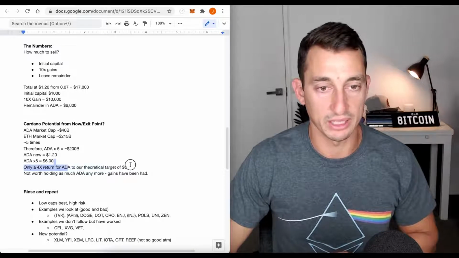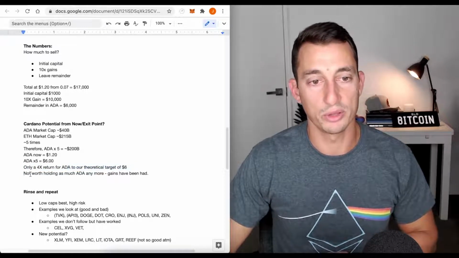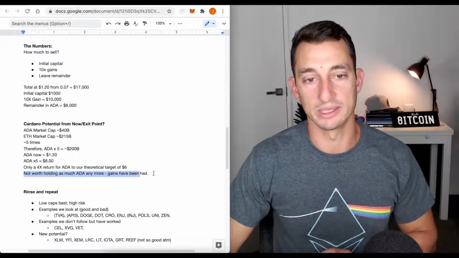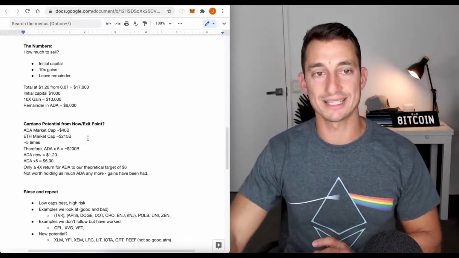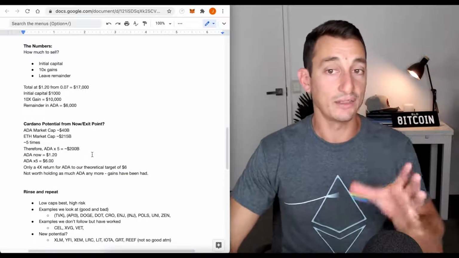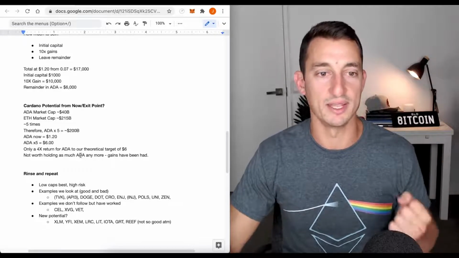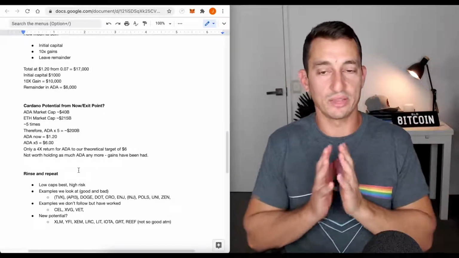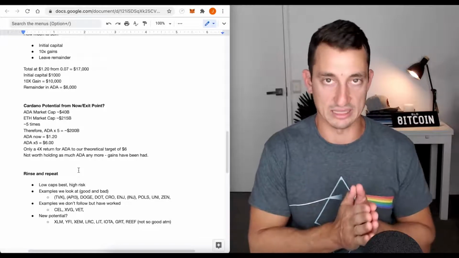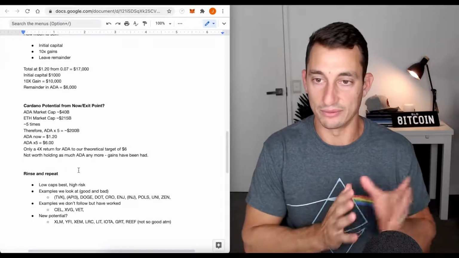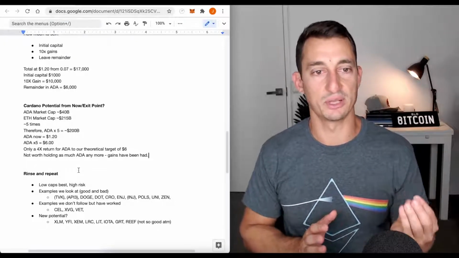All right, so our theoretical target is $6. Not worth holding as much ADA anymore. Gains have been had. We have had 1,700% gains already. Now let's pull those and find something else that we can rinse and repeat on. This is the point. We're in such a beautiful position right now in this example. I get it. We have tons of money in Cardano still. We still have 6 grand in there.